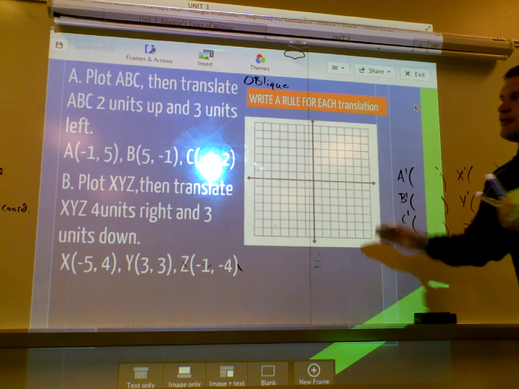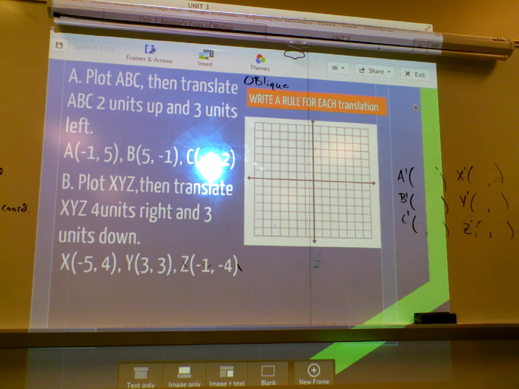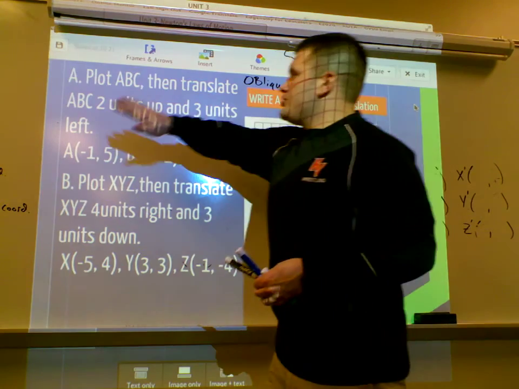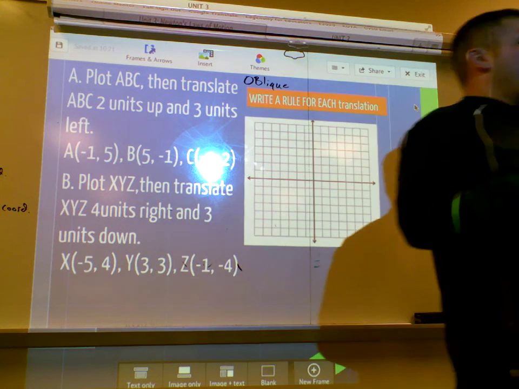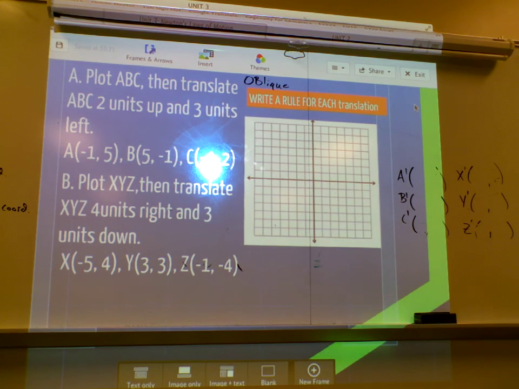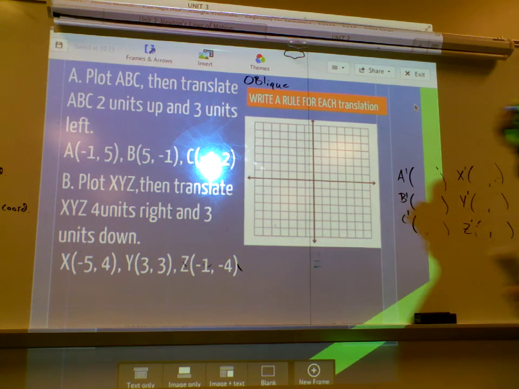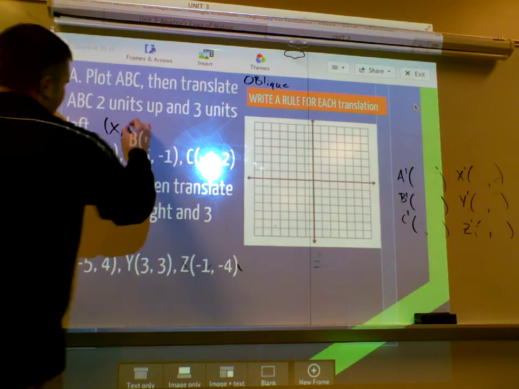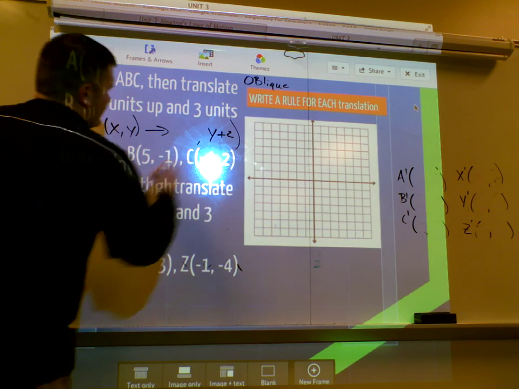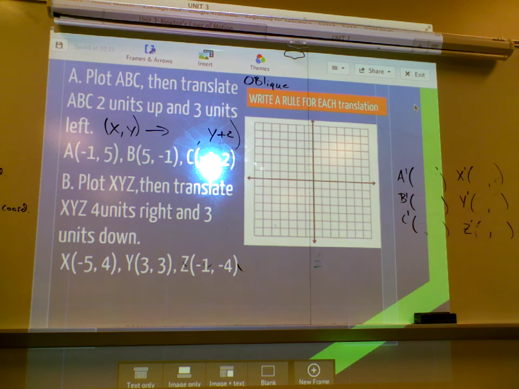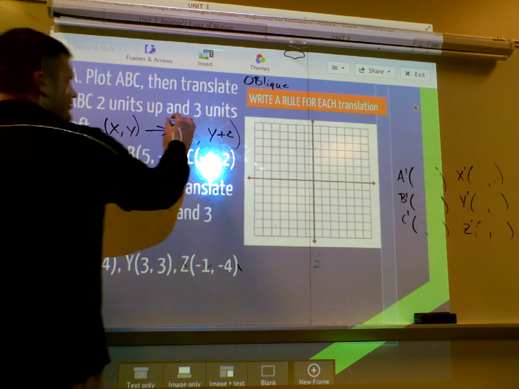So for A, we're going to be moving in the X and in the Y. Okay. So I'm going 2 units up. Does that affect X or Y? Y. What does it do to Y? Add or subtract? We add to Y, right? So my result, I'm going to have X comma Y in my rule. I'm going to get Y plus 2 at the end, right? Yeah. What happens to the X? Subtract 3. Subtract. Why subtract? Because it's moving to the left. Moving to the left.